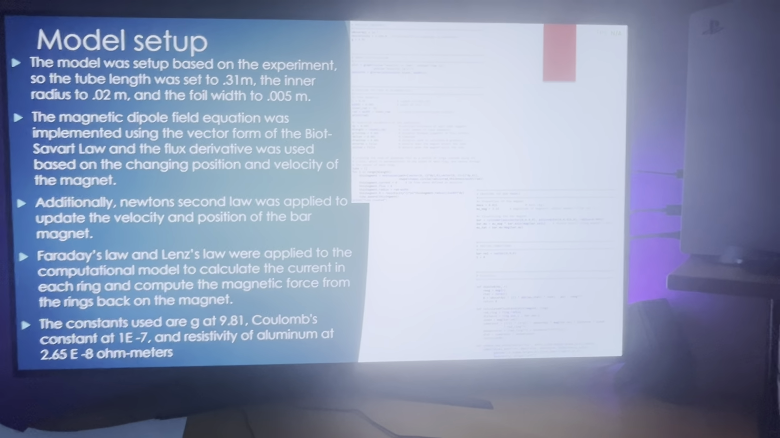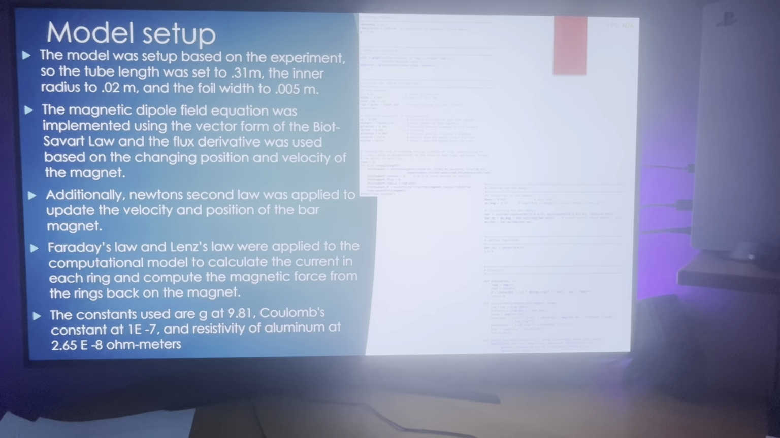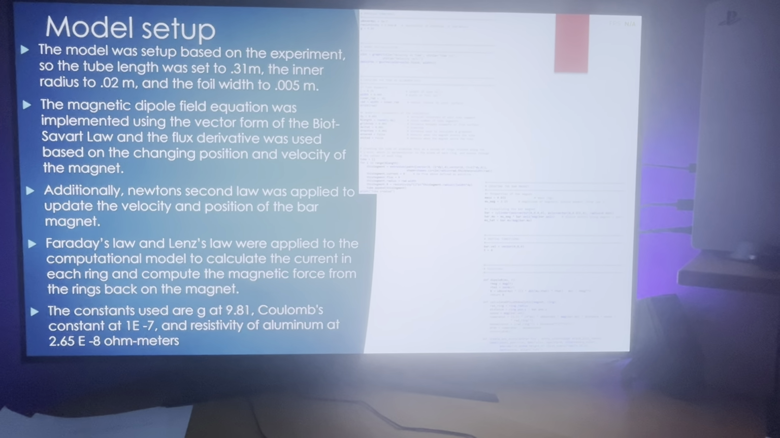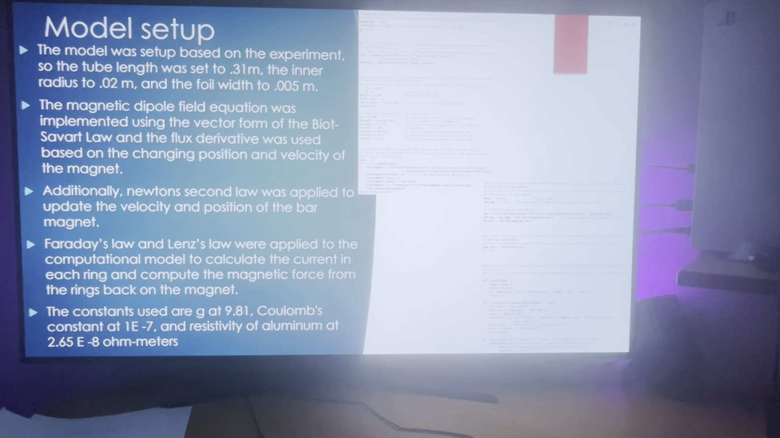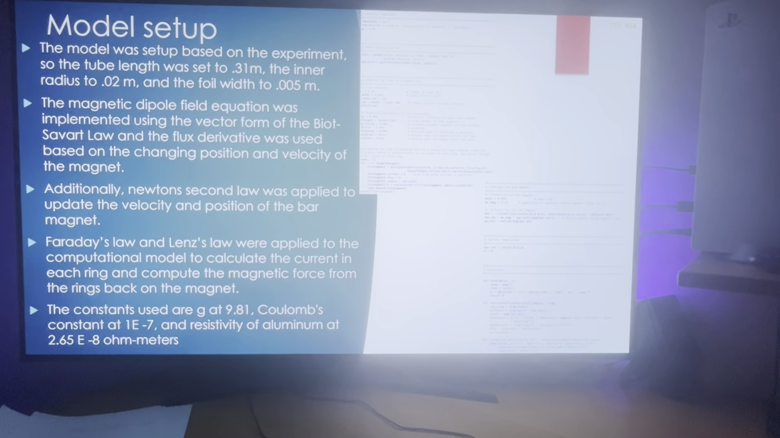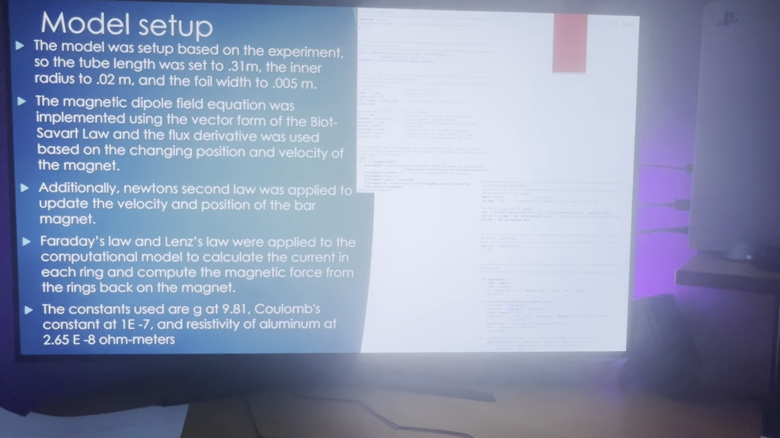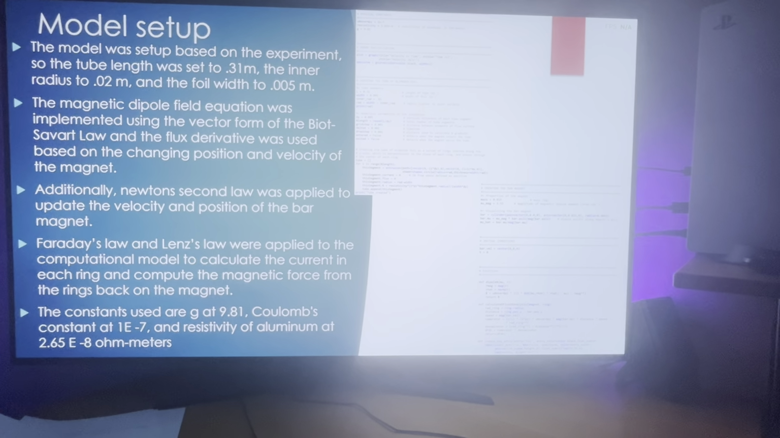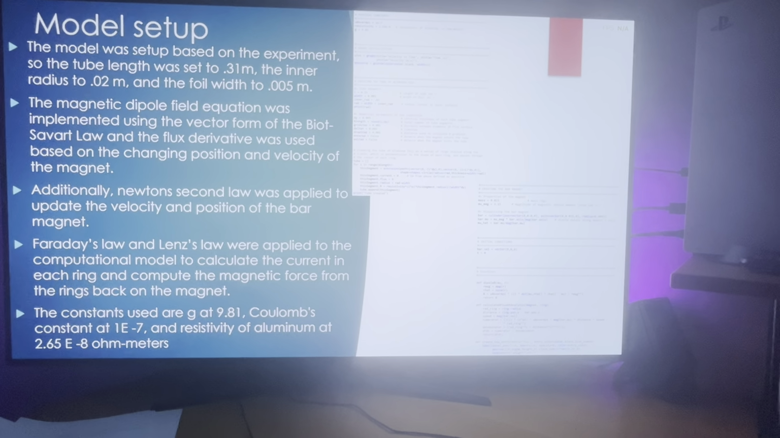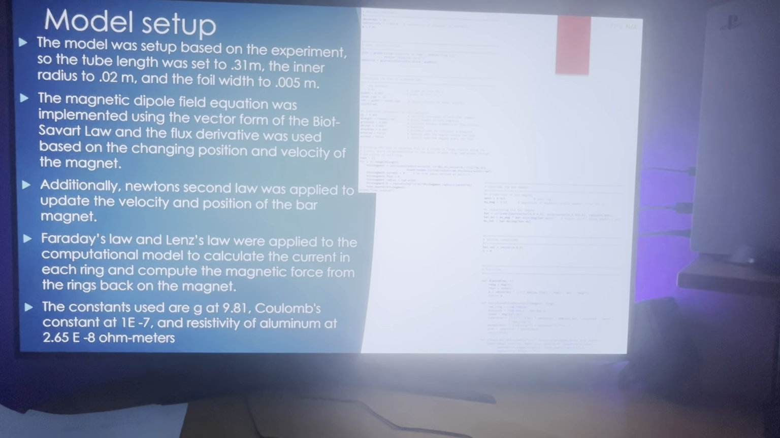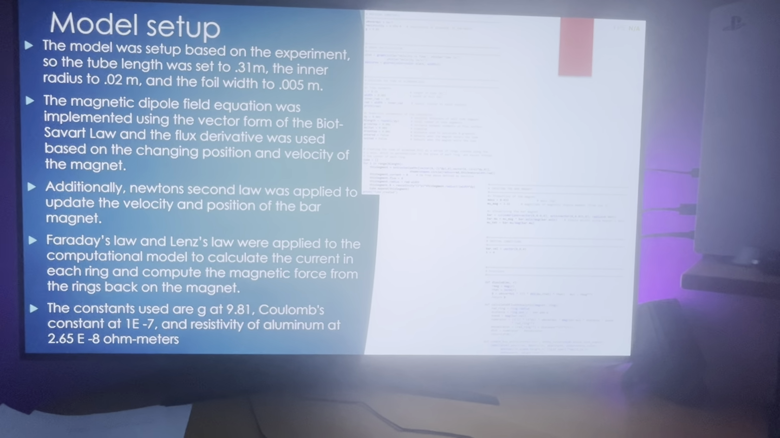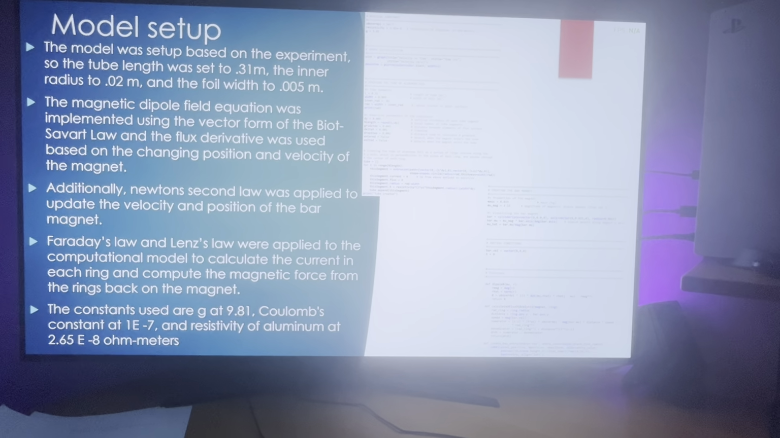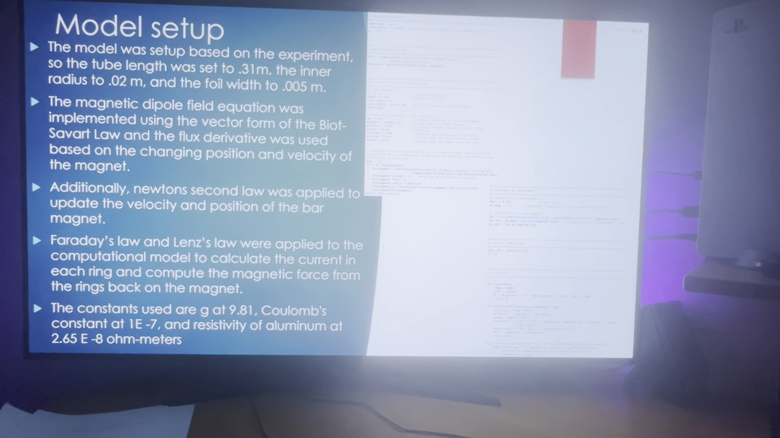The computational model was set up based on the experiment, so the tube length was set to 0.31 meters, the inner radius was set to 0.02 meters, and the foil width to 0.05 meters. The magnetic dipole field equation was implemented using the vector form of the Biot-Savart law, and the flux derivative was used based on the changing position and velocity of the magnet. Additionally, Newton's second law was applied to update the velocity and position of the bar magnet using the velocity and position update formulas. Faraday's law and Lenz's law were applied to the computational model to calculate the current in each ring and to compute the magnetic force from the rings back on the magnet.